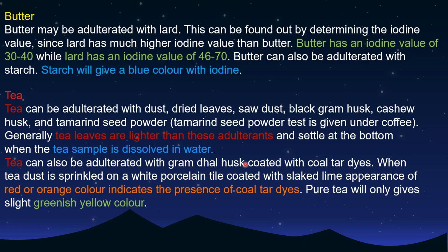So next, tea can also be adulterated with gram dal husk. So for this, we have to keep this tea powder on a porcelain tile coated with slaked lime. Slaked lime is calcium hydroxide. So if we put it like that, we should get red or orange color if coal tar is present. But if pure tea is there, we will get greenish yellow color only.